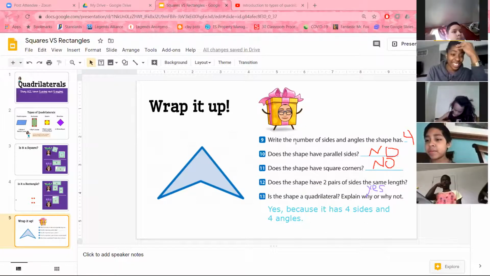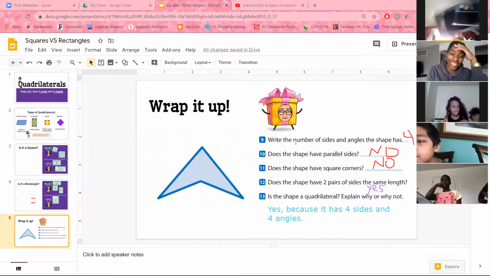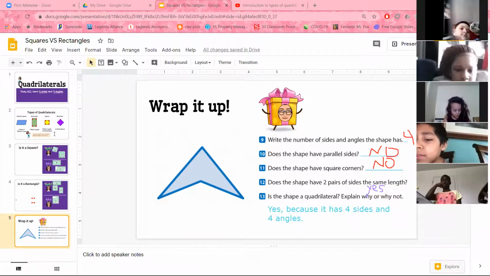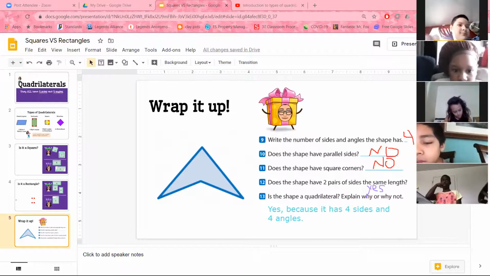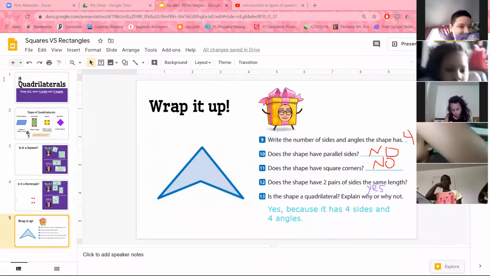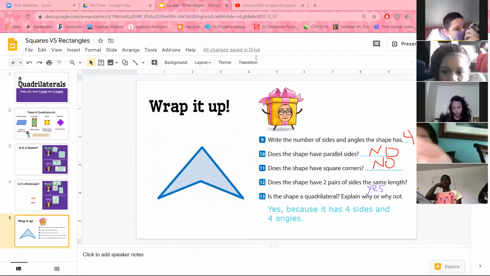A rectangle? Was that Faye? Yeah, Faye. And a square. Yeah. A rectangle or a square would be a quadrilateral with 4 right angles. Whew, I got scared for a second. All right. That's the lesson for today.